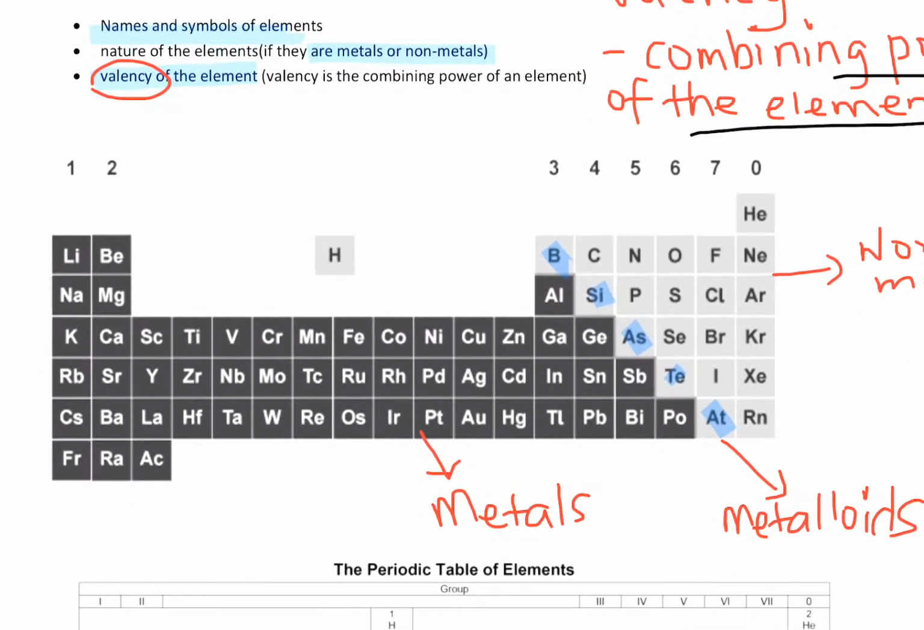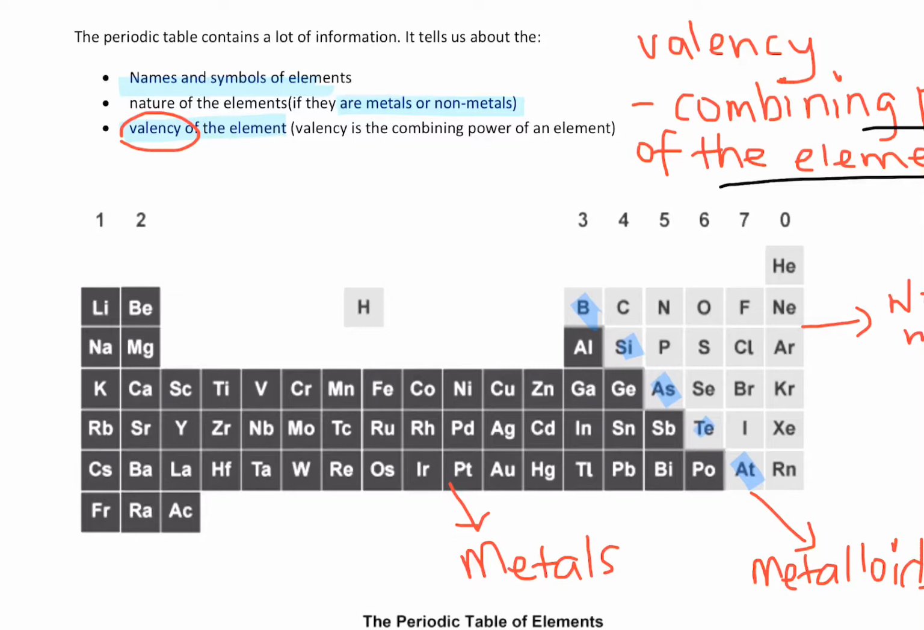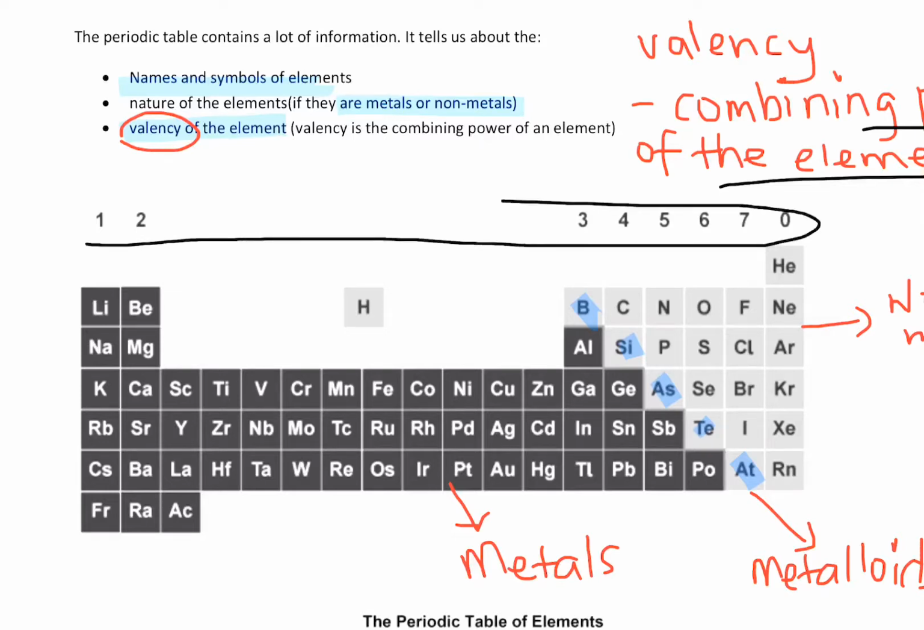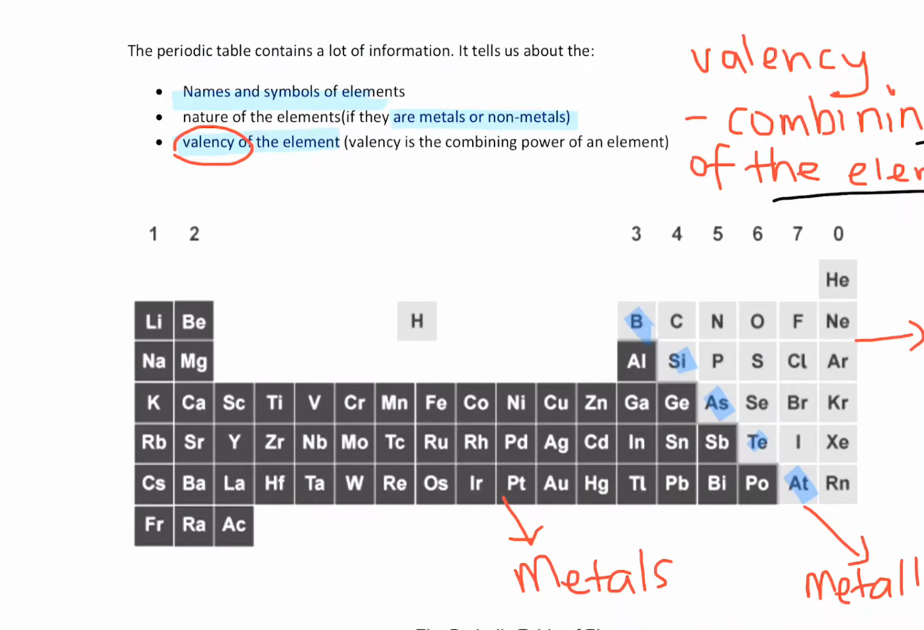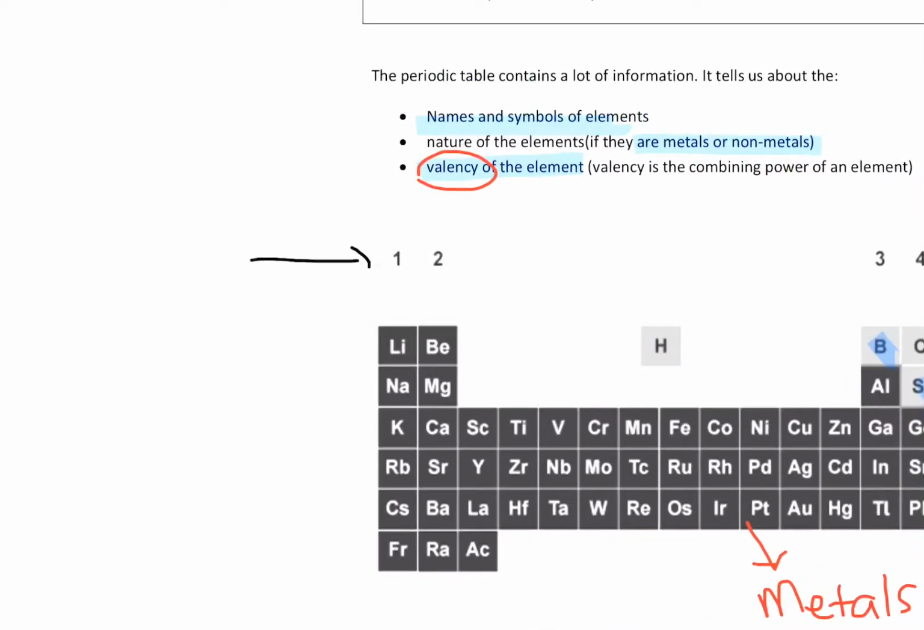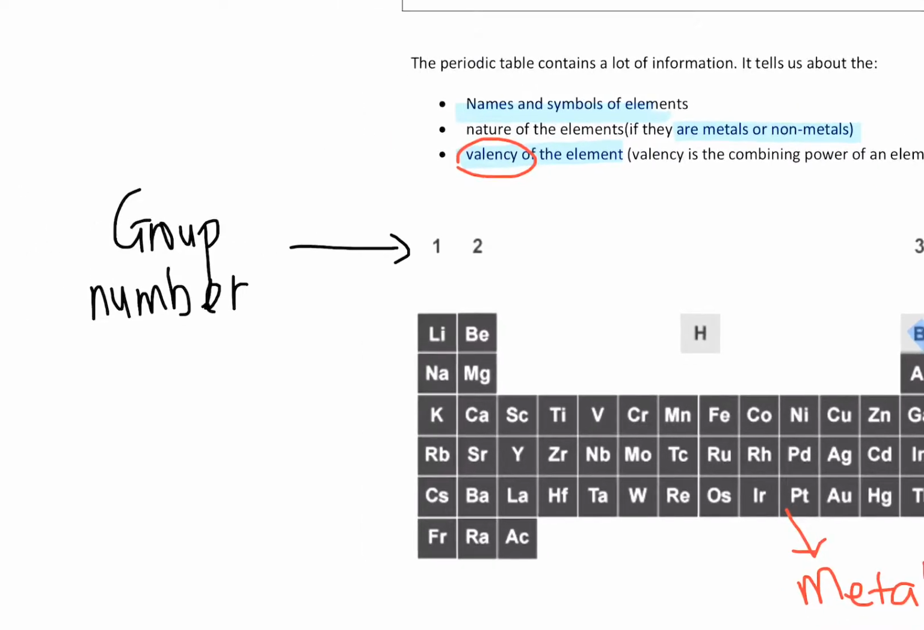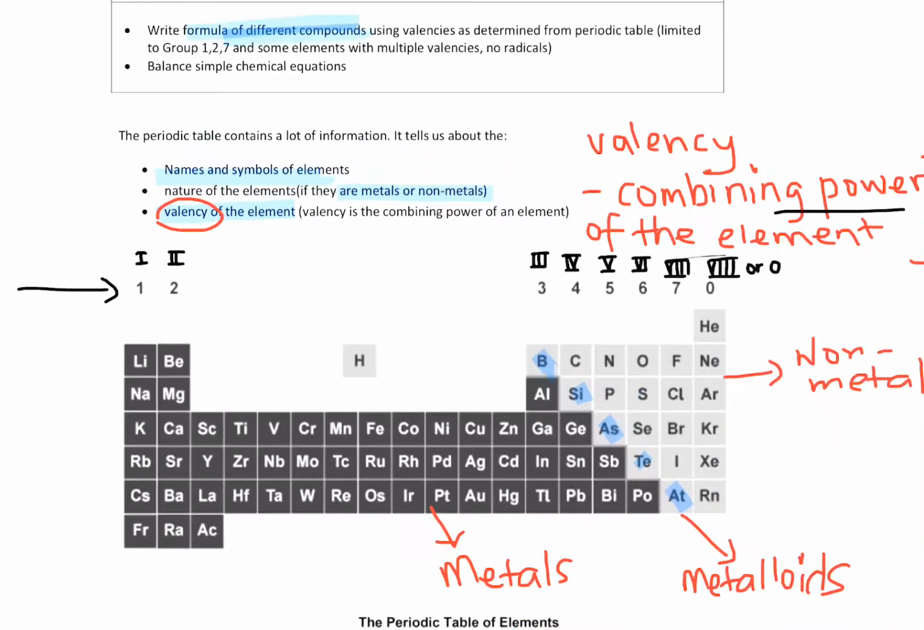And where do we get the valency? The valency can be obtained, indirectly, from these numbers over here. So what are these numbers? Actually, all these numbers show the group number. And the group number should actually be written in Roman numerals. So we're just going to cut this off.